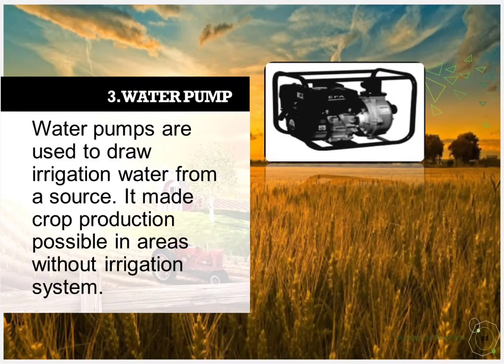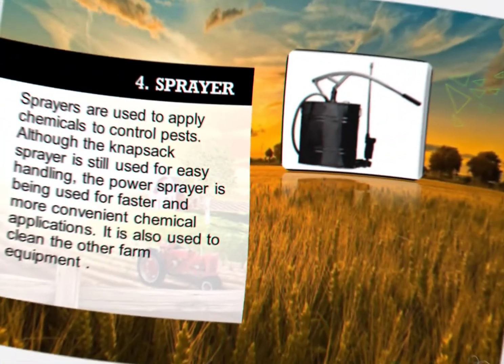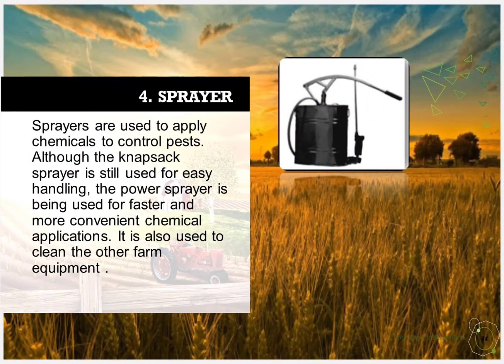The next one is very common to us, which is the sprayer. So sprayer is used for what? Sprayers are used to apply chemicals to control pests. Although the knapsack sprayer is still used for easy handling, the power sprayer is being used for faster and more convenient chemical application. It is also used to clean the other farm equipment.